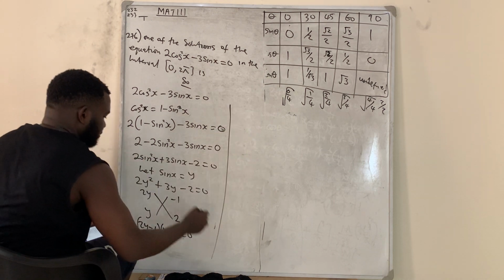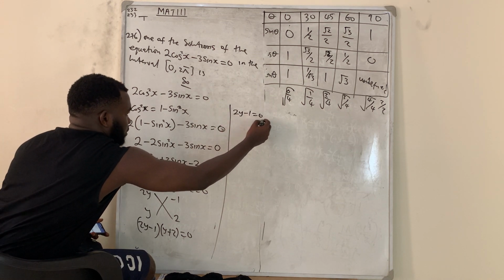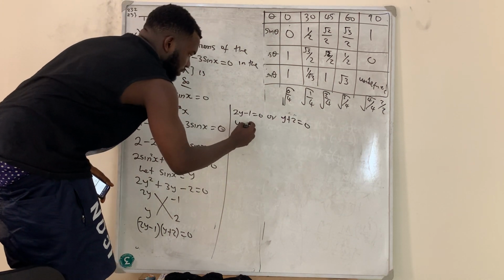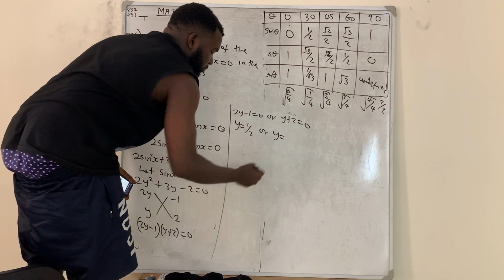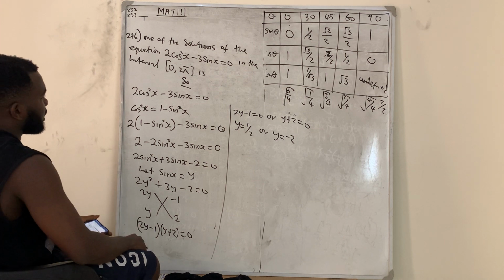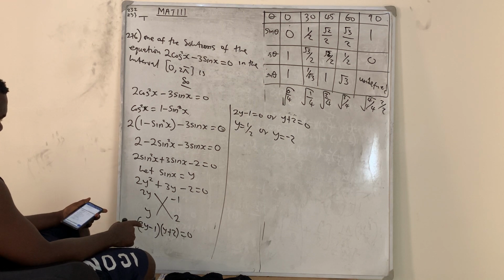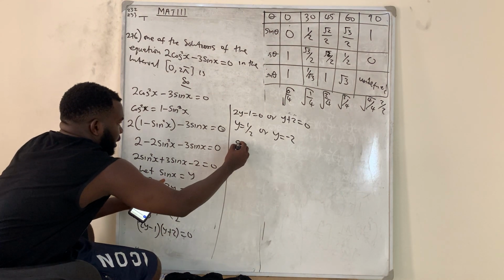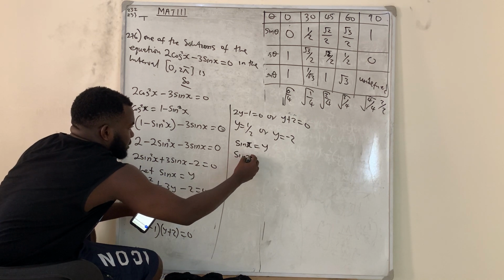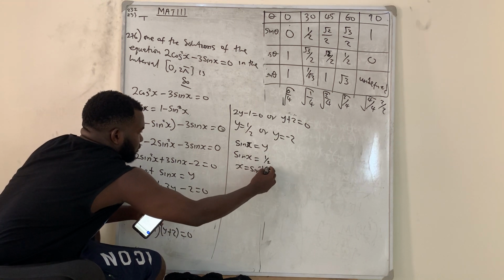So finally, I'm going to have that 2y minus 1 is 0 or y plus 2 is 0. So therefore my y is 1 over 2 or my y is equal to minus 2. Okay, 1 over 2 will be easier for me to get because they say I should just get 1. We said that sine x is equal to y. So therefore sine x will be equal to 1 over 2, so x will now be the sine inverse of 1 over 2.